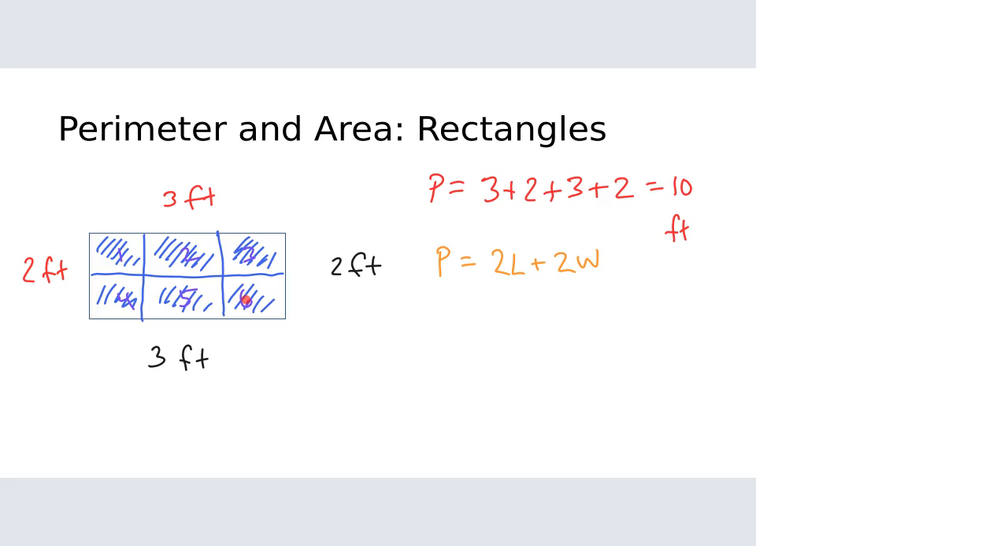So looking at this and seeing that my length was 3 feet and my width was 2 feet, and I ended up with 6 square feet to be my area, what's the shortcut? What's the formula we're going to use to find the area of a rectangle? Because I don't want to have to draw that and count up the little squares every single time. There's got to be a better way than doing that.